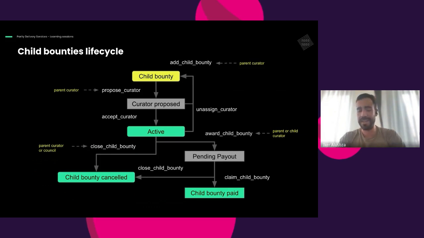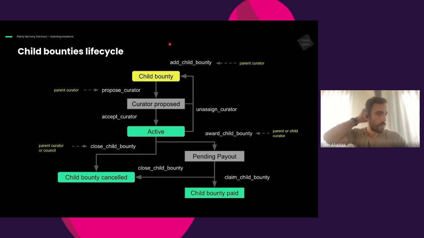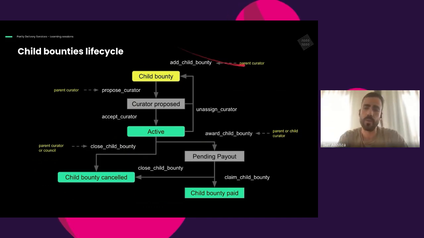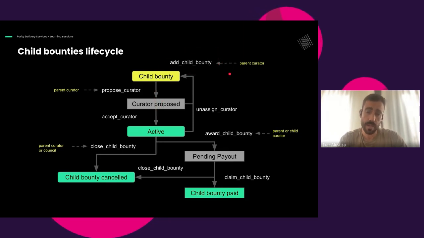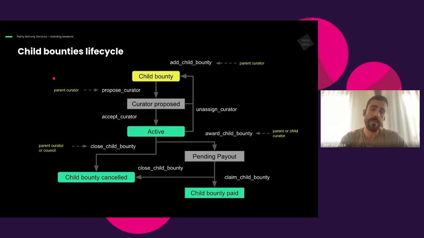So you are nesting the child bounty lifecycle inside with basically the same statuses, but with some different actors making the actions to go from one status to the other one. For example, here it starts with a child bounty, as I said, called by the parent curator. And now to propose a child curator for the child bounty, it is done by the parent curator, not by the council. Interesting point. The rest is the same.